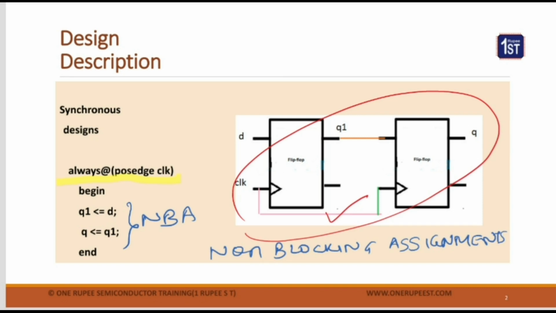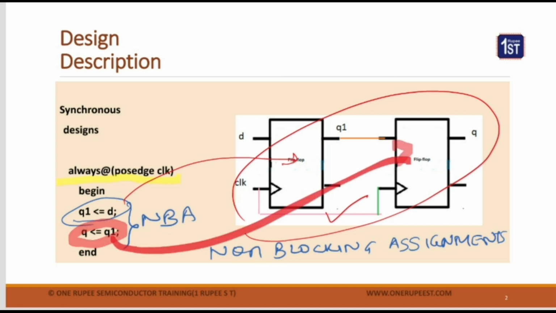Already we have discussed that blocking assignments are useful for combinational design. Non-blocking assignments are recommended for sequential design. Now what happens is that this Q1 assigned with D non-blocking assignment will infer this flip-flop, Q1 assigned with D, and Q assigned with Q1 infers this flip-flop. So two flip-flop stages are connected in cascade. That is nothing but the equivalent synthesis result.